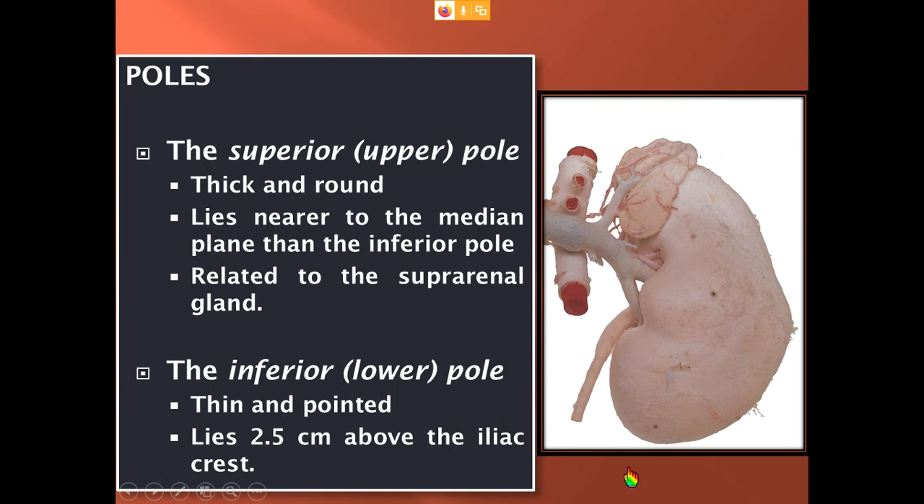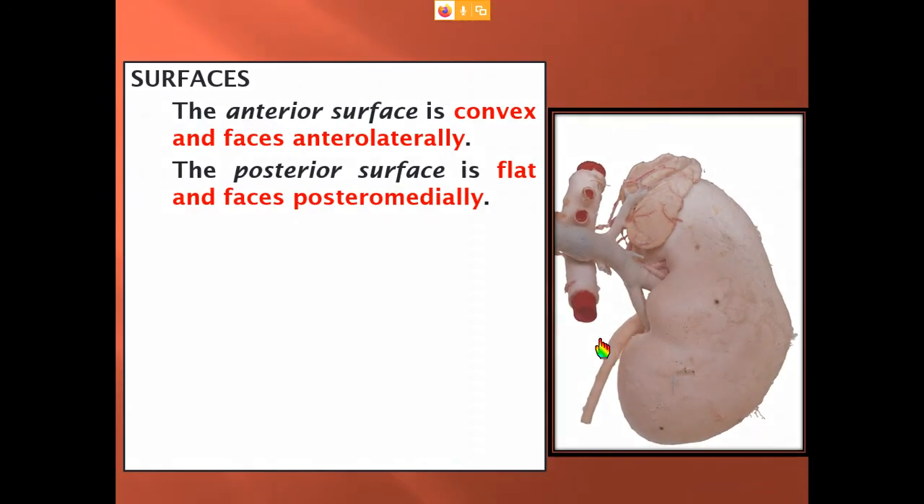Here at the superior pole you can identify the suprarenal gland, and the inferior pole is free. Coming to the medial border, we can identify an opening called the hilum of the kidney, where the renal artery passes inside and the renal vein comes outside. The renal pelvis also comes outside. The structures at the hilum from anterior to posterior are the renal vein, then the renal artery, and most posteriorly the renal pelvis.